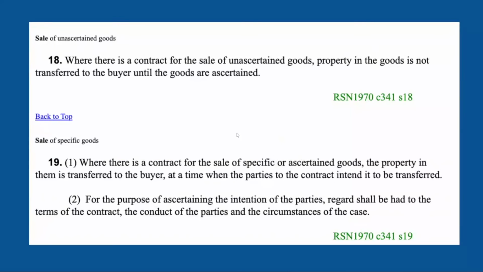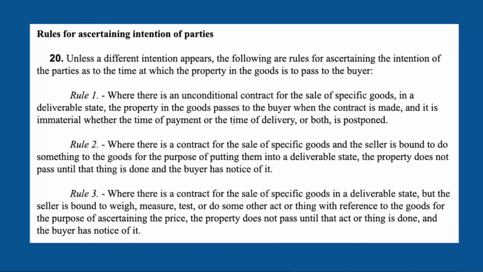This looks at the effects of the contract, where the contract deals with sales of non-specific goods. Property in goods is not transferred to the buyer until the goods are ascertained. So we haven't really grown the potatoes yet that we've contracted for. Rules for this: unless a different intention appears, the following are rules for ascertaining the intention of the parties as to the time at which the property is to pass.